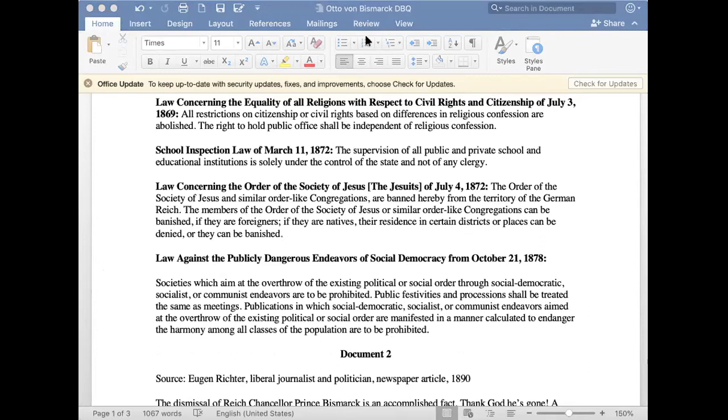I'm going to write document one, the first three laws are indicative of new conservatism in Bismarck's government, including the idea of freedom of religion, separation of church and limitation of church. So I'm going to make a note of that.